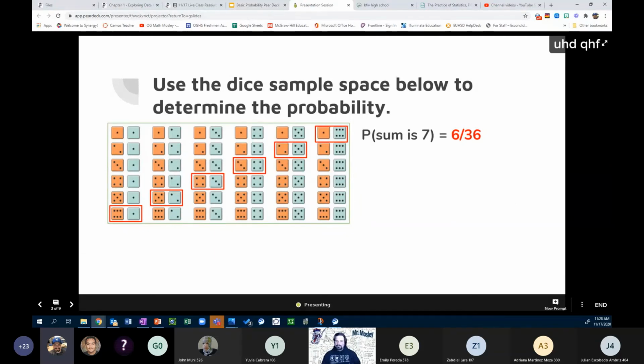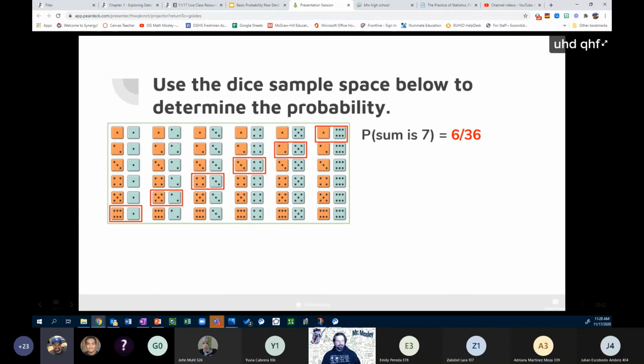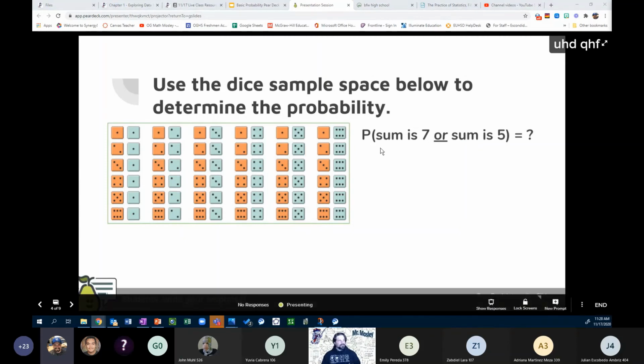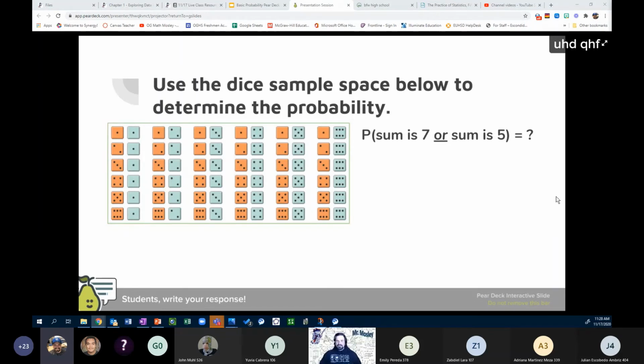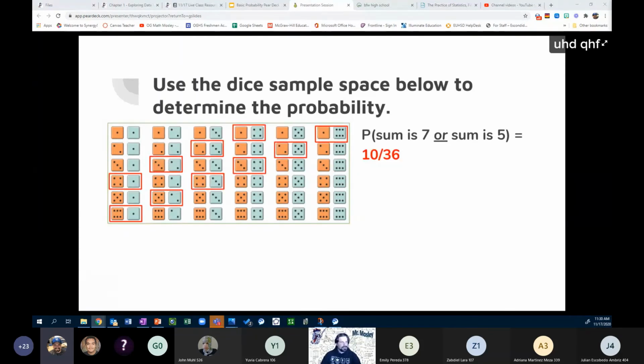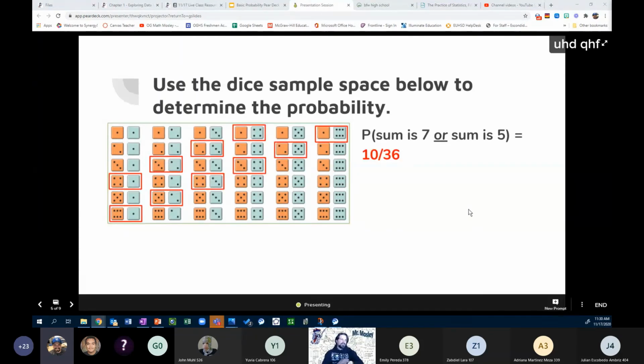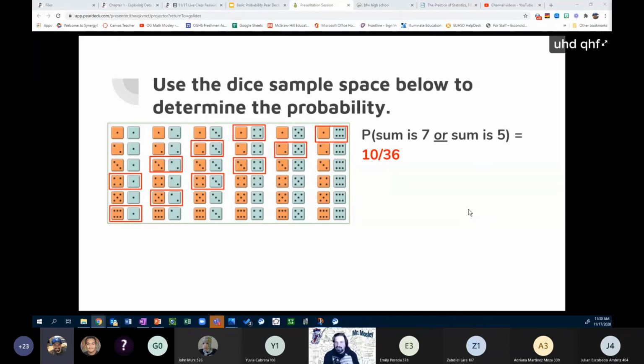Okay. Let's try another one. What is the probability that the sum of the 2 dice is 7 or the sum is 5? Again, we're going to give 2 minutes here to get your responses. Here's our solution. The probability that the sum is 7 or the sum is 5 is 10 out of 36. If you reduce that, it could have been 5 out of 18.